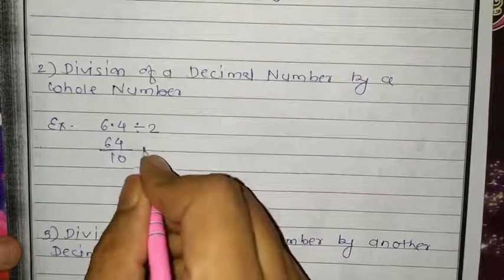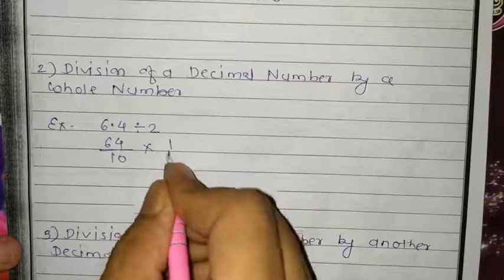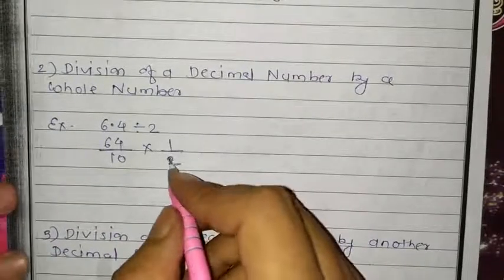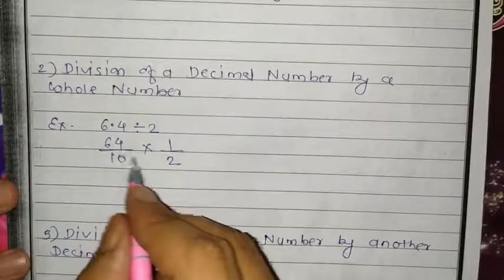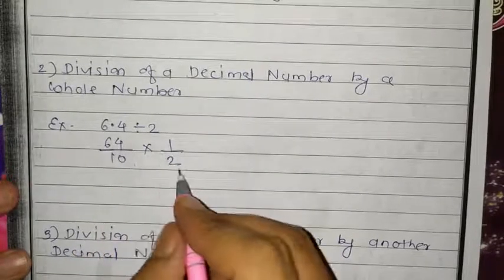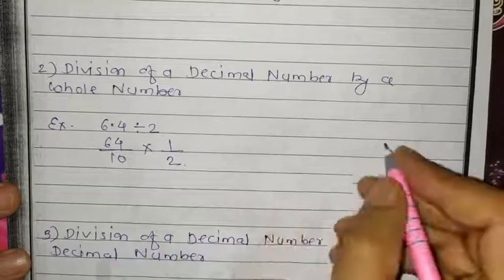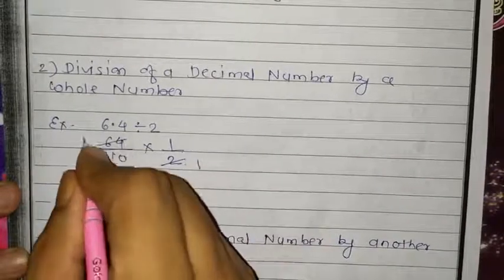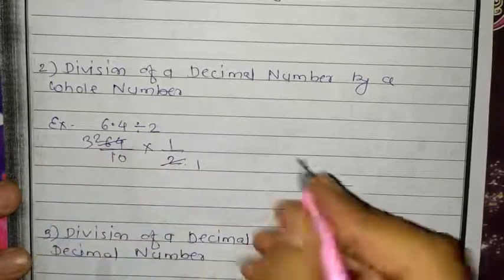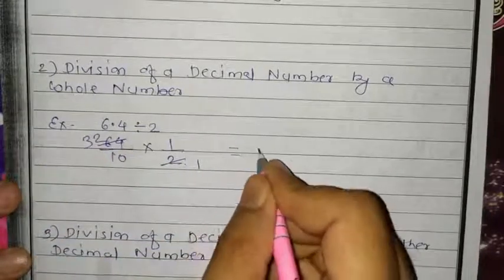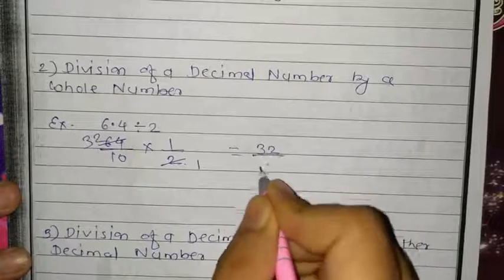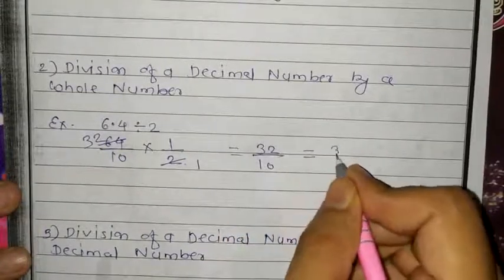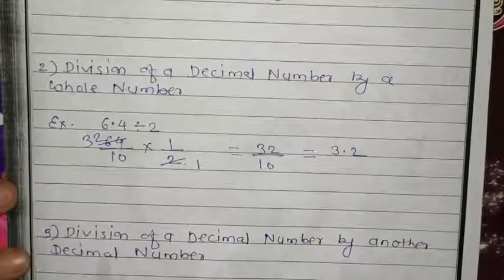Again you change the sign. Here the reciprocal of this is 1 upon 2. Then as you know, 64 can be divided by 2. So you do that. 2 ones are 2, 2 threes are 6, and then 2 twos are 4. So here it is nothing but 32 upon 10. Got that? So it means it is 3.2. So in this way you can solve that.